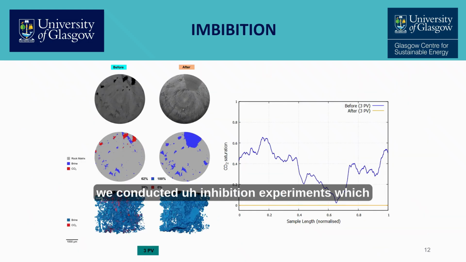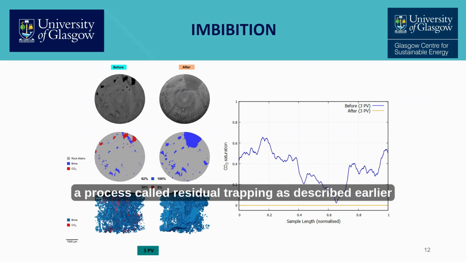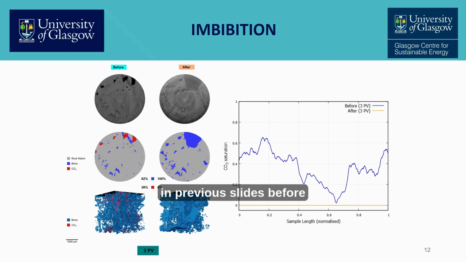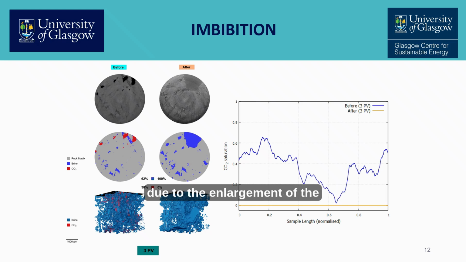Then we conducted an imbibition experiment, which is to flow water back into the reservoir and effectively trap the CO2 in a process called residual trapping, as described earlier. Before the reactive transport, you can see that there's an effective amount of CO2 being trapped after imbibition, but after reactive transport, due to the enlargement of the pore spaces, it was quite easy for brine to flow through the rock and displace the CO2 that was originally trapped.